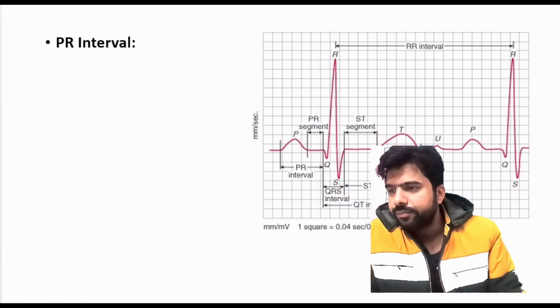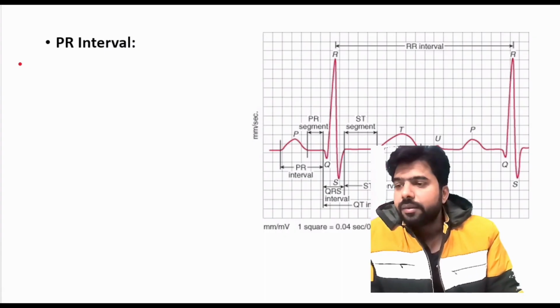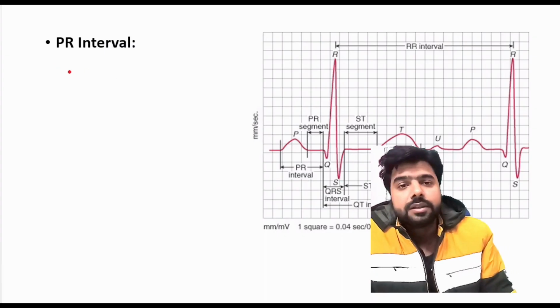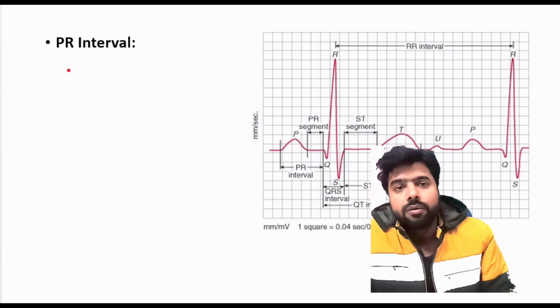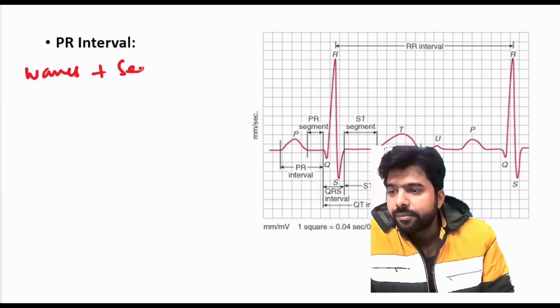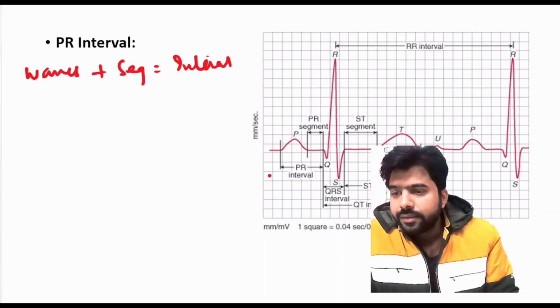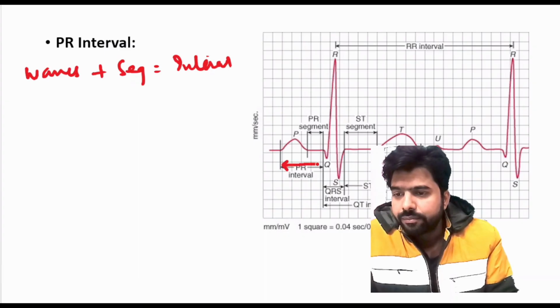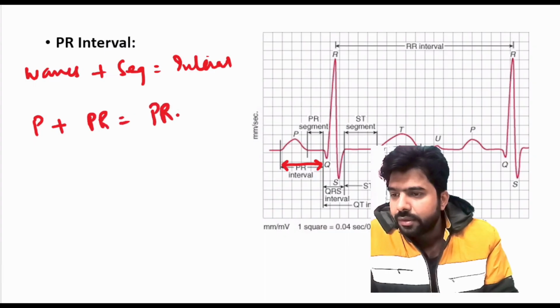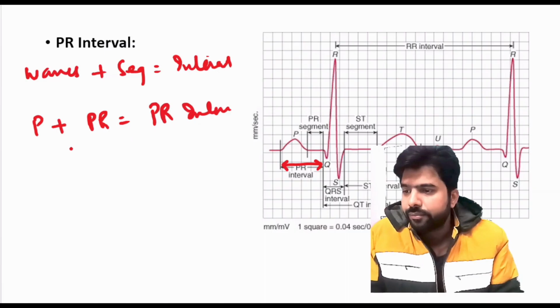Now the PR interval. What is the difference between segments and intervals? In segments, it means only the straight lines where there is no current flow, but in the intervals we include waves plus segments is equal to intervals. So this is a PR interval. P wave plus PR segment is equal to PR interval.